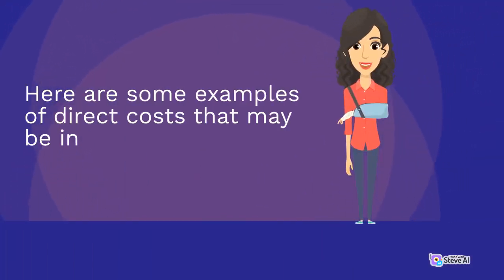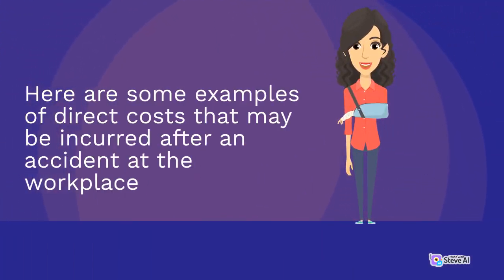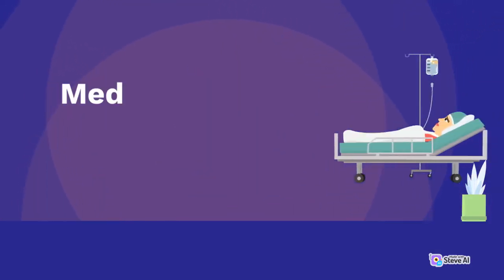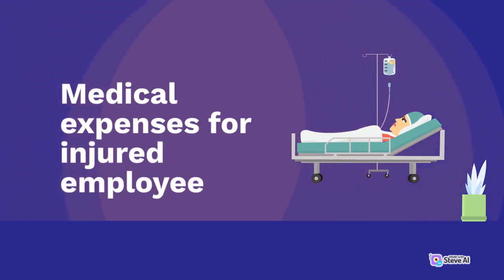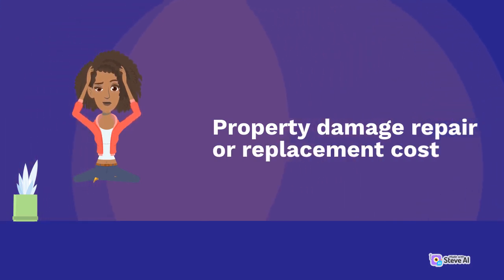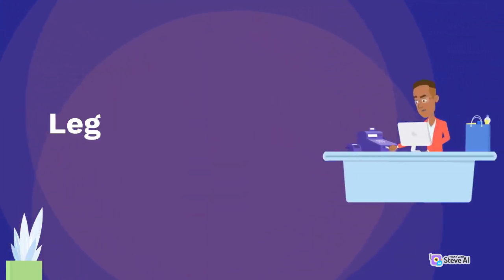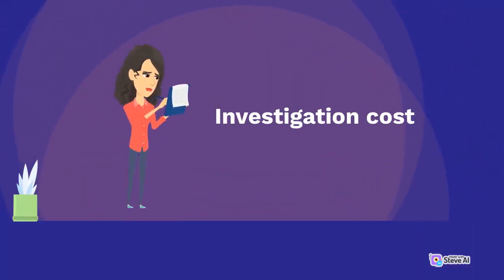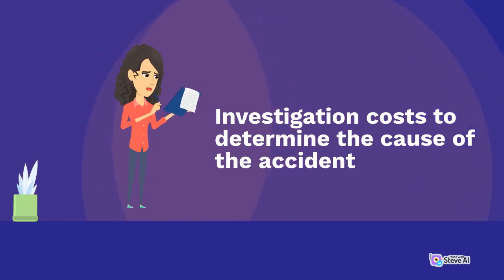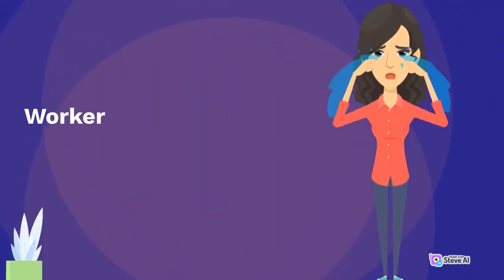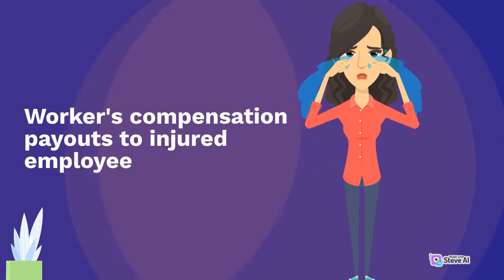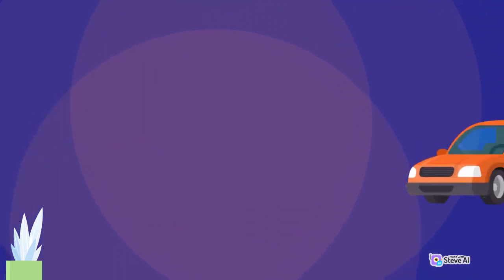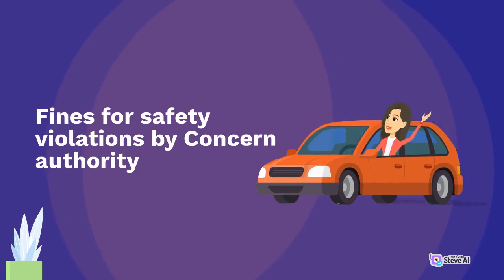Here are some examples of direct costs that may be incurred after an accident at the workplace. Medical expenses for injured employee. Property damage repair or replacement cost. Legal fees and court cost. Investigation costs to determine the cause of the accident. Workers' compensation payouts to injured employee. Fines for safety violations by concerned authority.